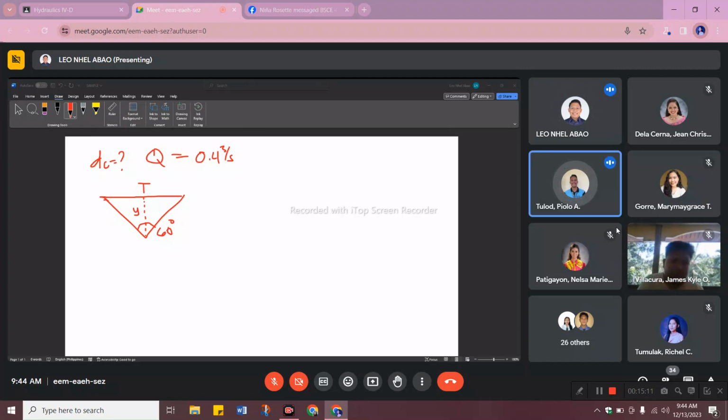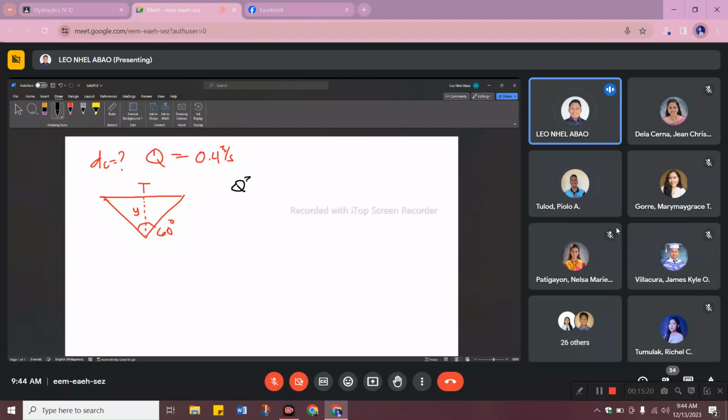Given the formula, sir. Which formula will we use? Answer: q squared over g is equal to area cubed over b, or basically in this case, we use T, the top width. So our problem is we need to get A and T. Q and G are given. If we rearrange the equation, this will be Q squared T over G A cubed.